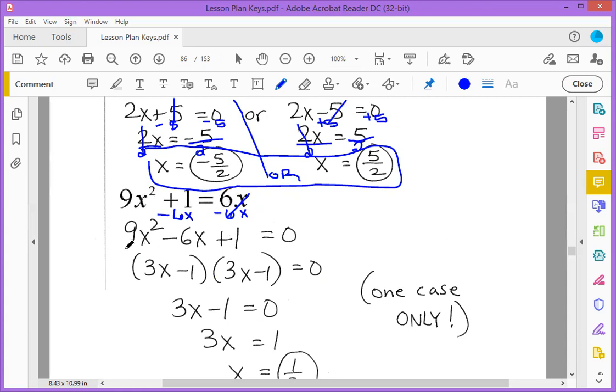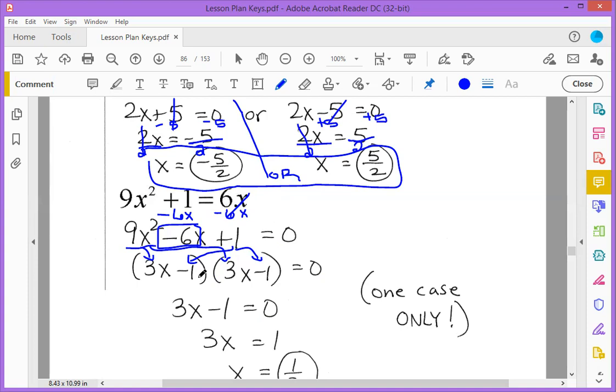From here, we're going to factor. So we'll factor 9x squared using 3x and 3x. And we're going to factor 1 using negative 1 and negative 1. We're using minus for both terms because our middle term is negative. And we know a negative times a negative is positive. But when we add those two negative terms together, we'll get negative 6.